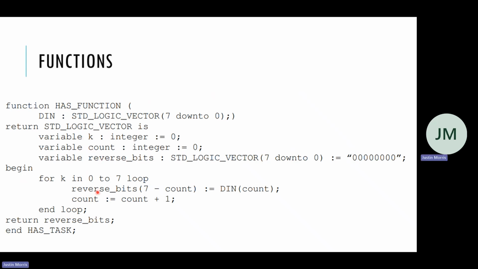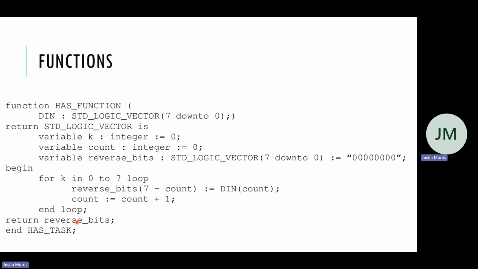So for this one, we again are doing a for loop, but we're doing it a little bit differently. We are assigning the most significant bits of our return variable to the least significant bits of the inputs. And then on the next iteration, the second most significant bits, second least significant bits. And we keep going until we get to the end of both of them. So the output is just the reverse of the inputs. So that's why it's called reverse bits.